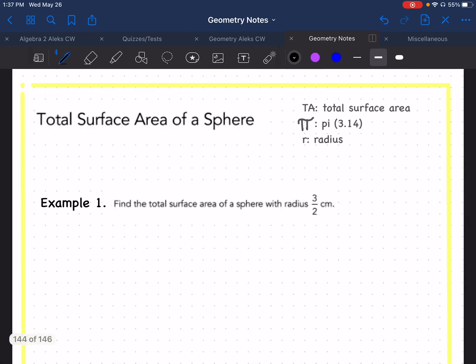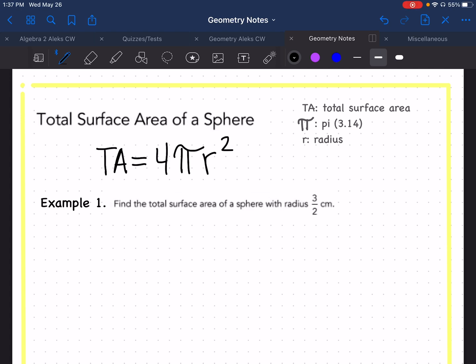All right. There is only one surface area formula, and that is the total surface area formula, because we cannot take a sphere and break it down into a net like we can a pyramid, a cone, a prism, or a cylinder. So TA for my total surface area is equal to 4 pi r squared.